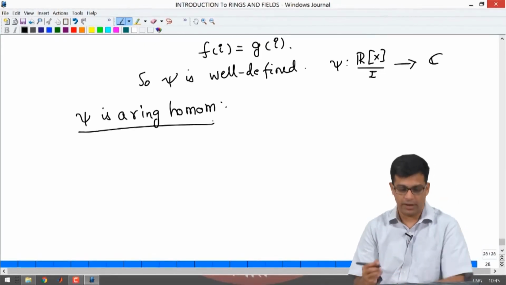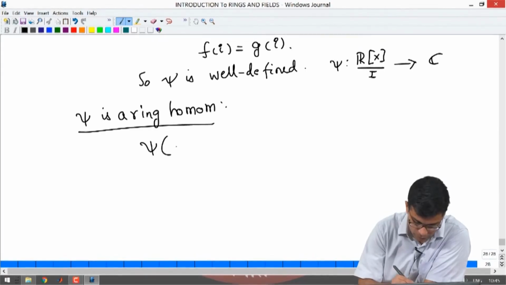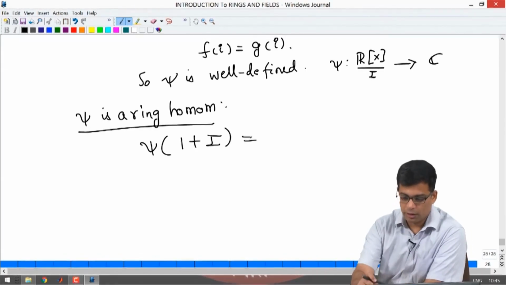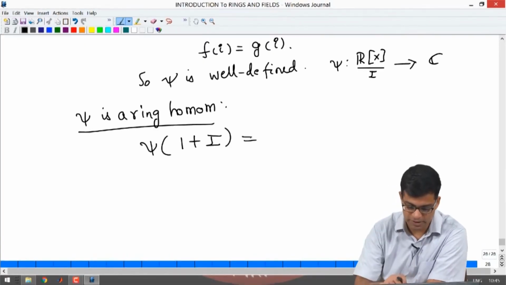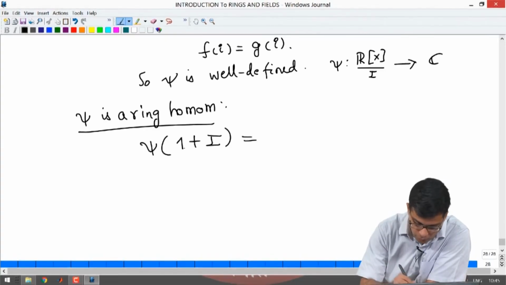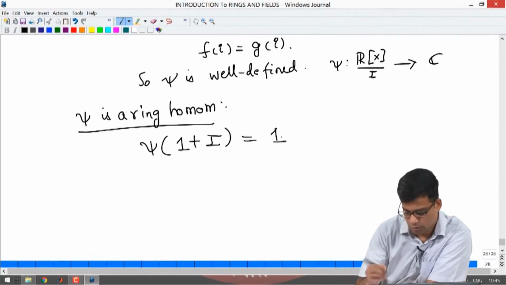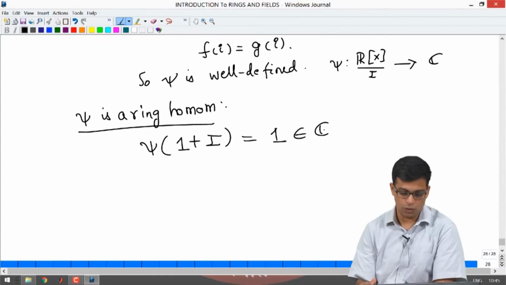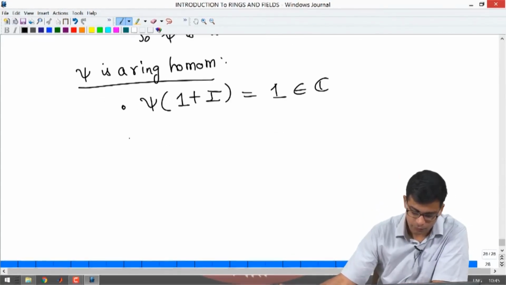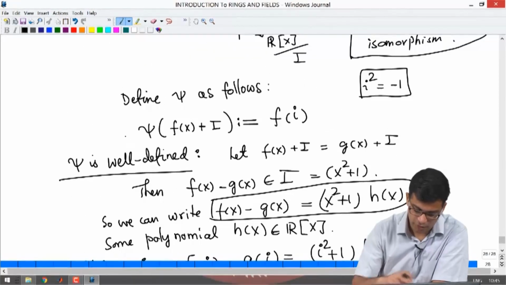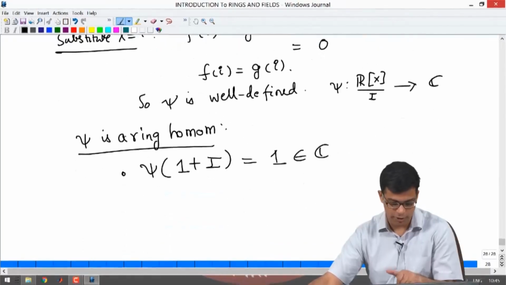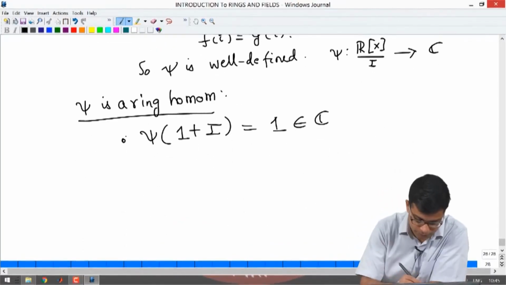Okay. So, now the next step is to show psi is a ring homomorphism. This is actually very easy, because what is psi of 1 plus I? Remember, the identity element of R[x] mod I is 1 plus I, and psi of that is the polynomial 1 evaluated at i, which is 1. So, psi of 1 is 1. Remember, psi of f(x) + I is f(i). So, if f(x) is constant, it is just that constant, and 1 plus I goes to 1.